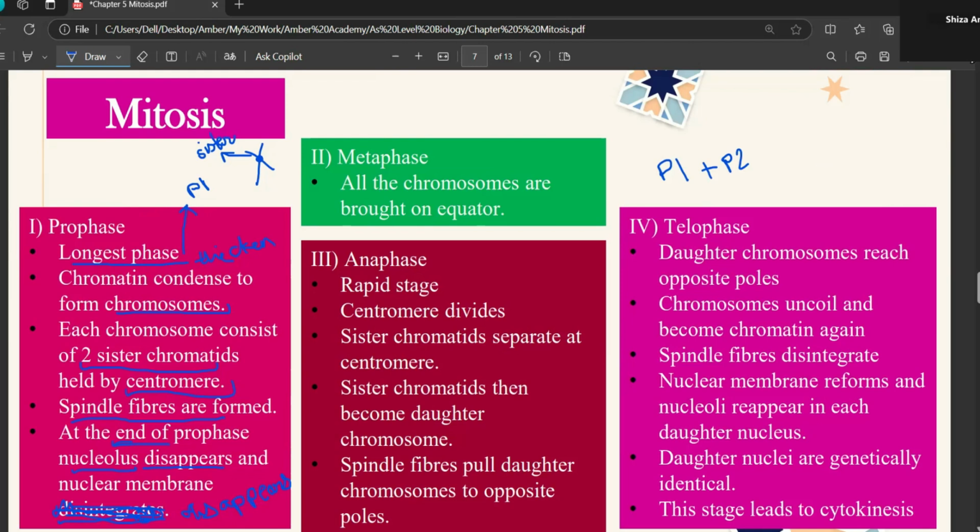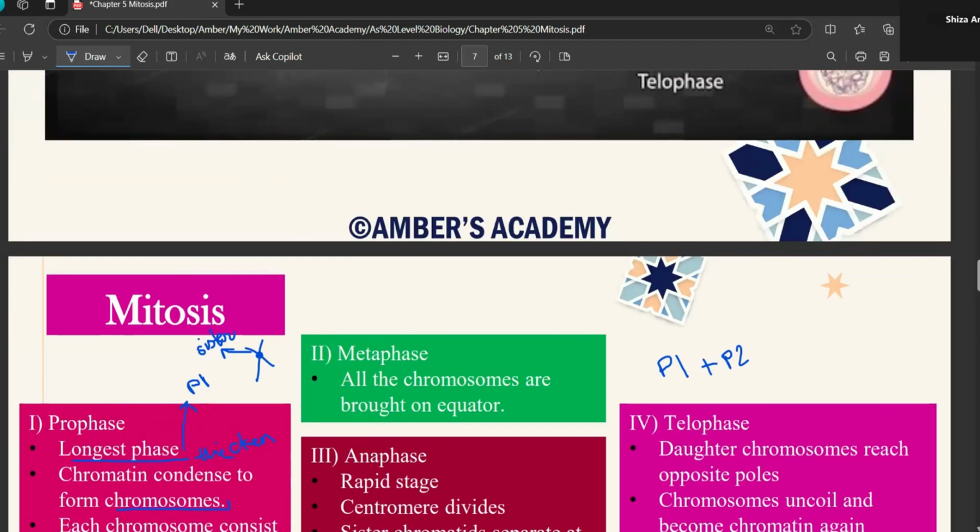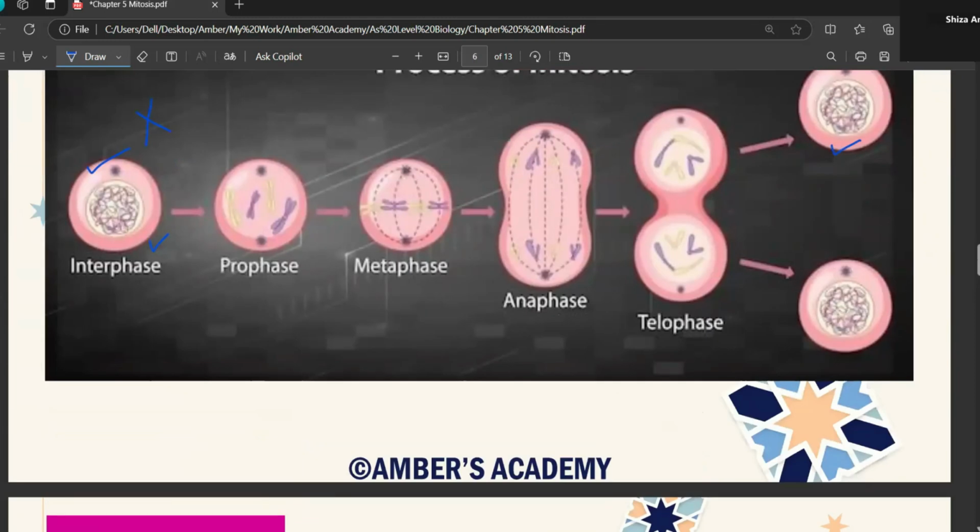So let me see if the picture of the spindle fiber is given here, otherwise I'll explain it with a different example. They are very light, but you'll understand. So you see these dotted lines over here. These dotted lines, you'll find them when your cell is dividing. These dotted lines are spindle fibers, and they have a very important function.